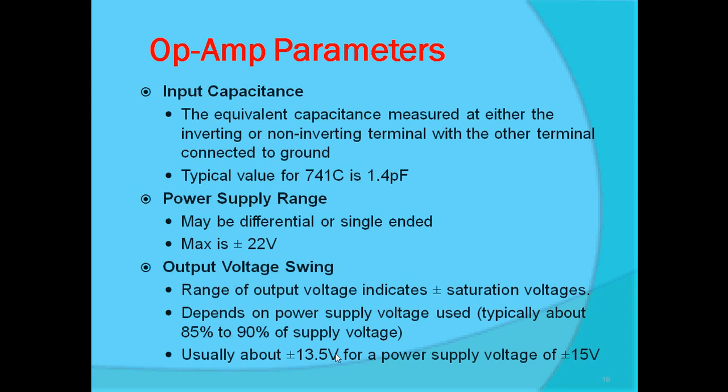Output voltage swing is the range of output voltage, and that indicates the maximum output voltage that can be given by the op-amp, plus saturation and minus saturation voltages. This voltage will depend on the power supply voltage used, and 85 to 90% of the supply voltage will be available as the maximum output voltage. It is usually plus minus 13.5 volt for a supply voltage of plus minus 15 volt.